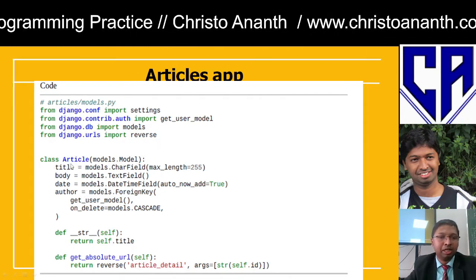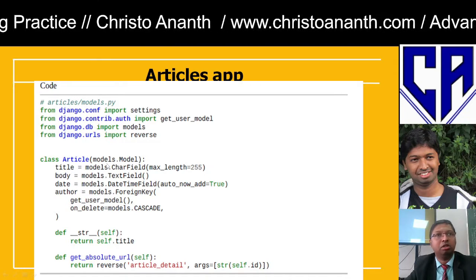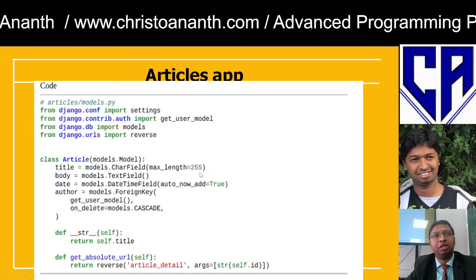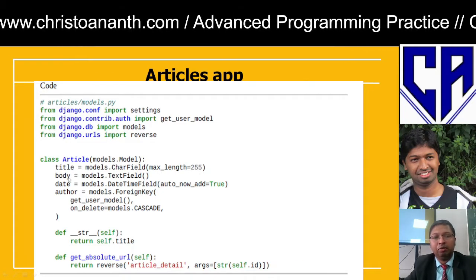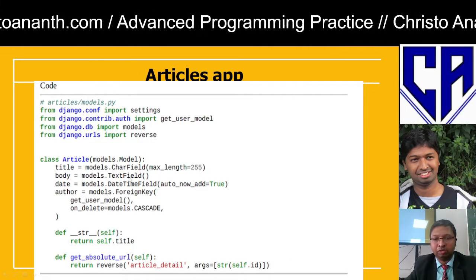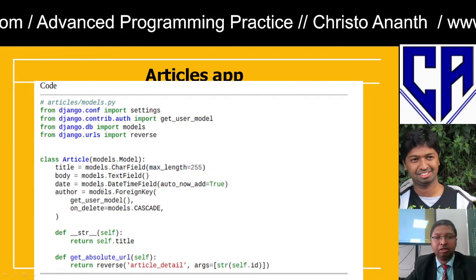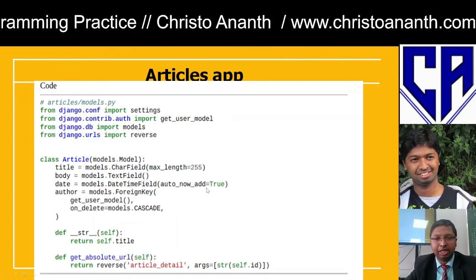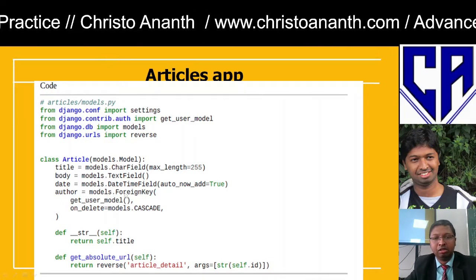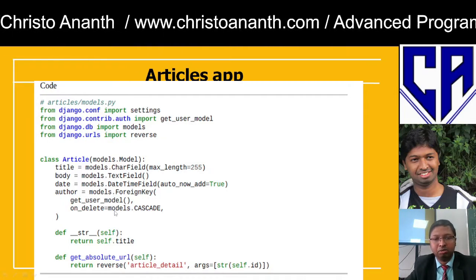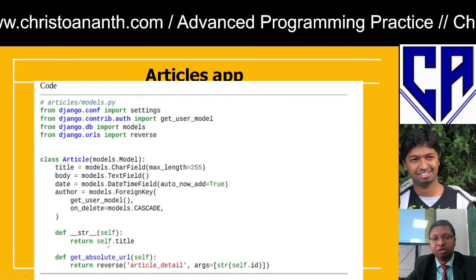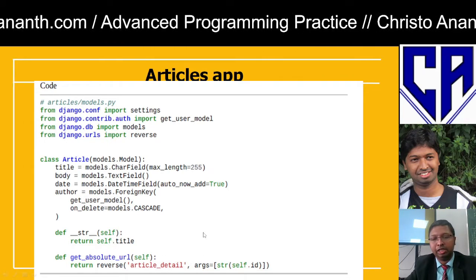And when the class Article is defined, we go with models.Model, where you are going to set the CharField with a max length of 255, and for the body you are going to set models.TextField. And for the date, you are going to have models.DateTimeField with auto_now_add equal to True, and for the author, the ForeignKey, you are going to set get_user_model, with on_delete set to models.CASCADE. So make sure you return self.title and get_absolute_url.